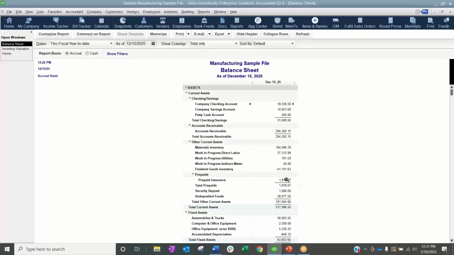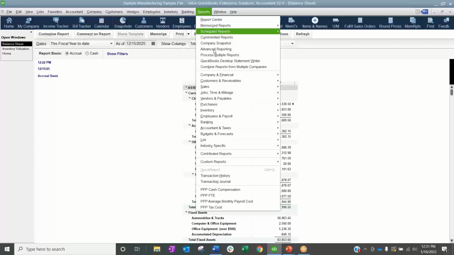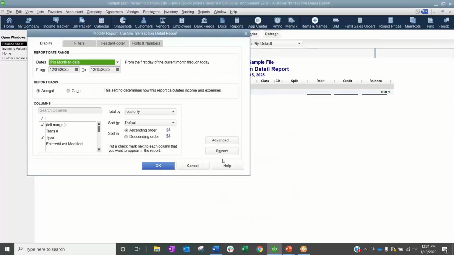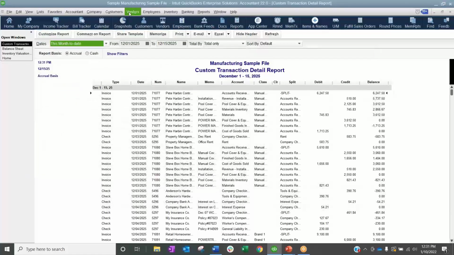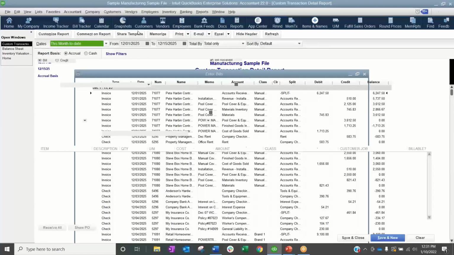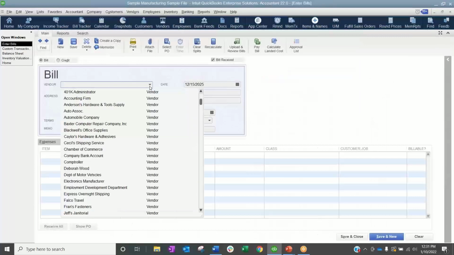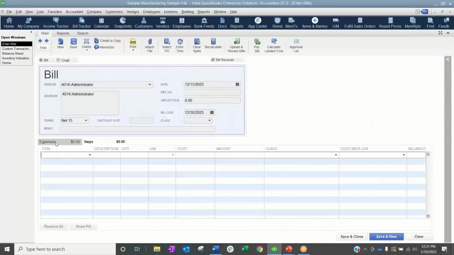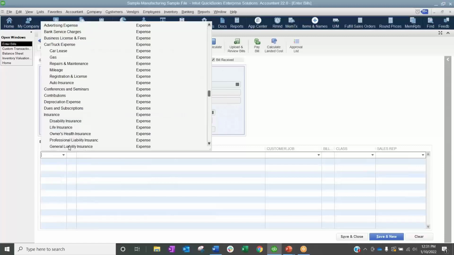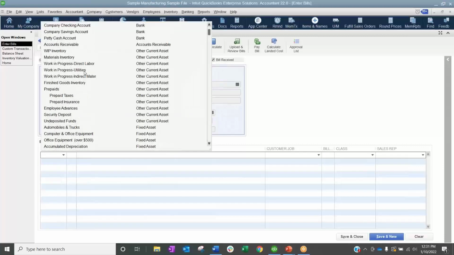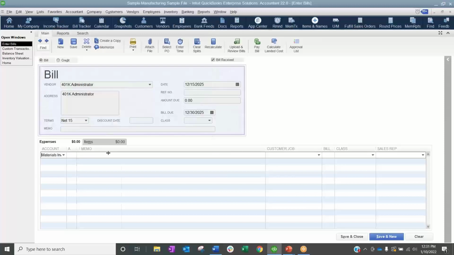Okay, the other report that's important is we want to look at our inventory valuation detail report. Our balance sheet detail report. So we come in here to custom reports and do transaction detail. Now I'm going to actually just really quickly, just to make sure that we have some things to see, create a bill and I'm going to put it to not an item. I'm going to put it to the balance sheet for materials inventory.